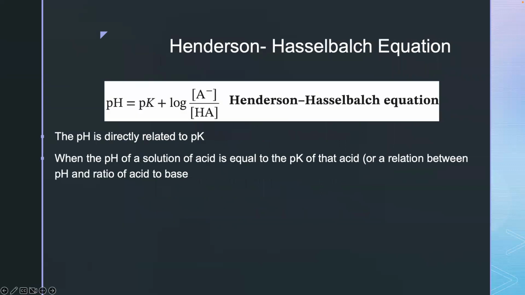So this is the Henderson-Hasselbalch equation, and this is just showing that the pH is directly related to pK. So when the pH of a solution of an acid is equal to the pK of that acid, it's the relationship between the pH and the ratio of acid to base.